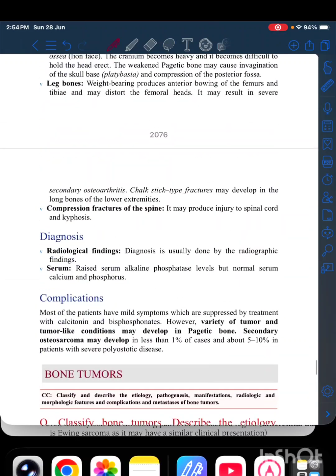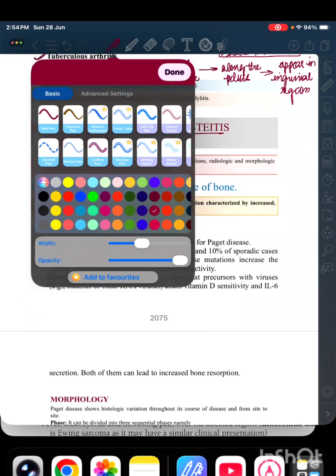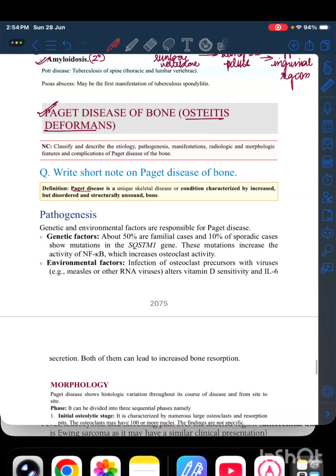Next we have Paget's disease. Paget's disease, it is very important, of bone, or osteitis deformans. So what is Paget's disease? Let me change the color. Okay. It is a unique skeletal disease or condition characterized by increased but disordered and structurally unsound bone. Paget disease is a skeletal disease.